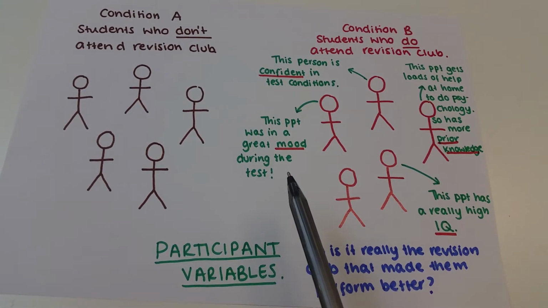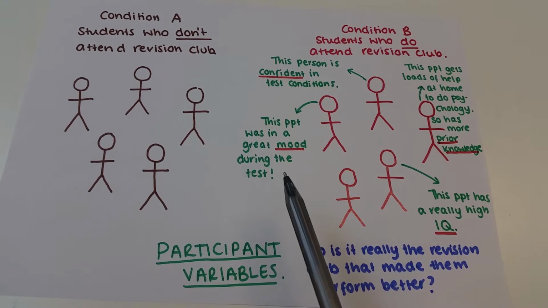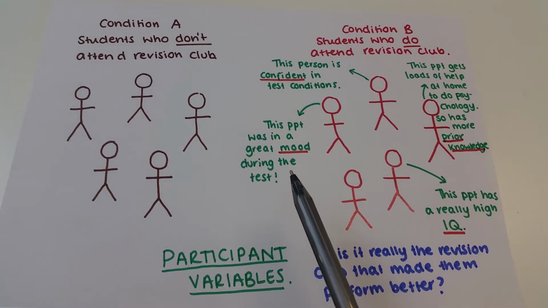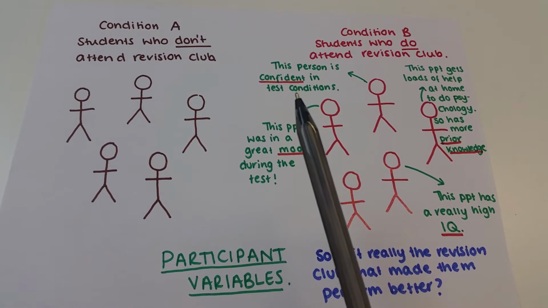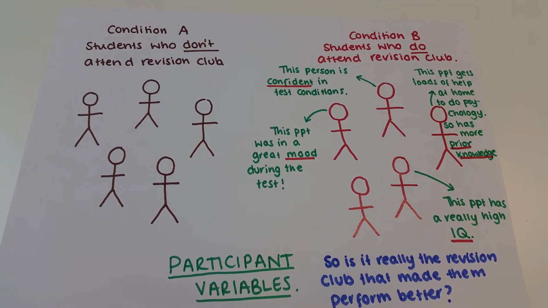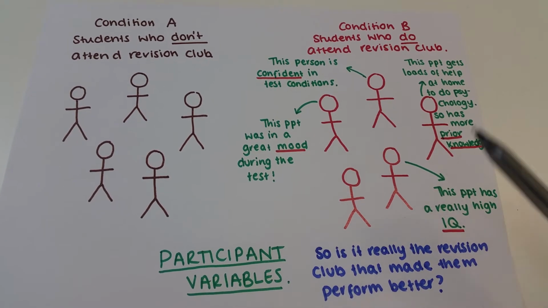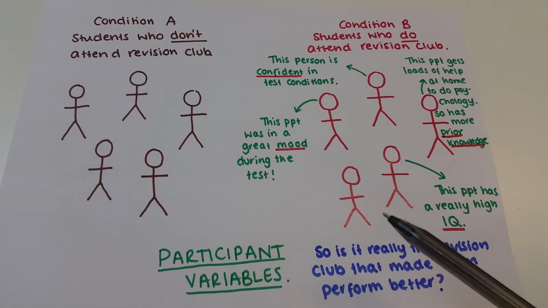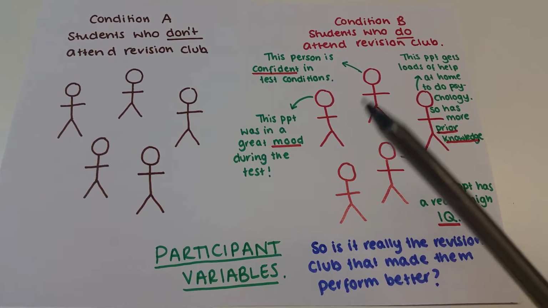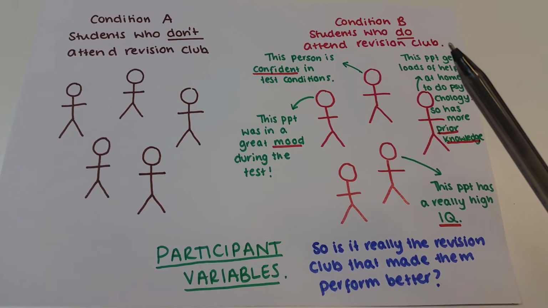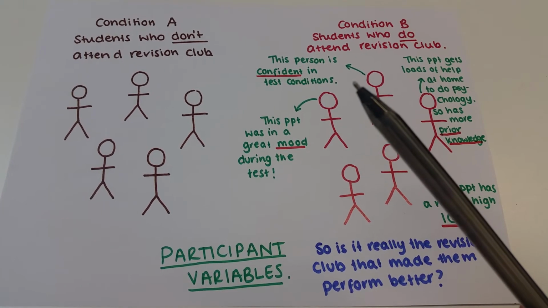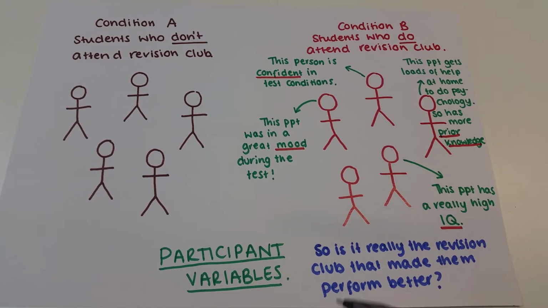I've also got someone who was in a really good mood when they went into the test. So they felt quite excited, they felt good, and they felt happy about doing the test, okay? I've also got someone that was really confident and knows how to do tests. They've taken tests loads of times and they don't get nervous, okay? So these participants did really, really well in their psychology test, but that might be because they've got these participant variables. The person who's confident, the revision club might not have made any difference in terms of their psychology knowledge, but they just happened to be much more confident in tests and so they performed better.